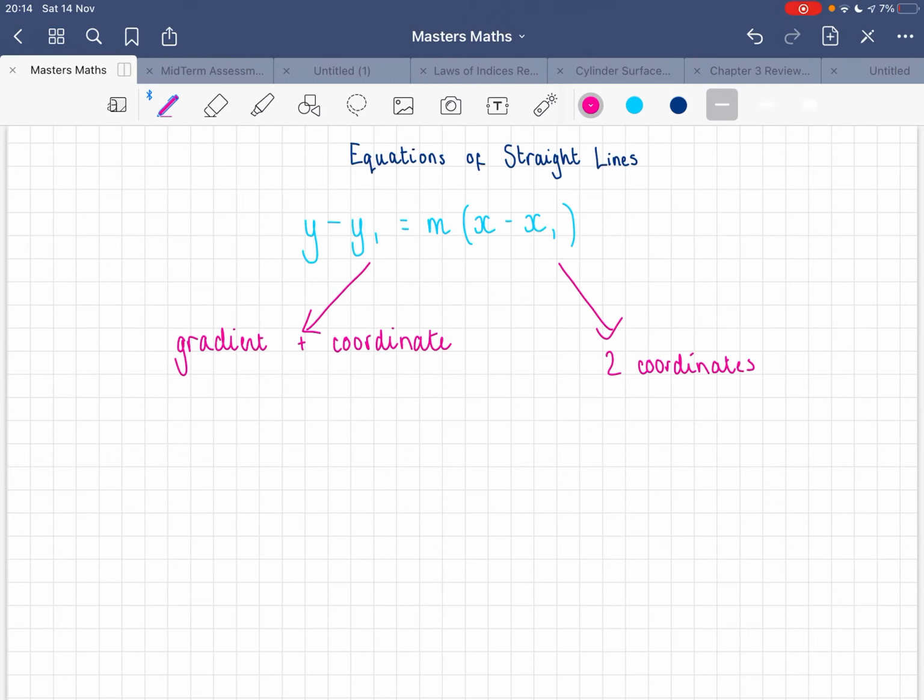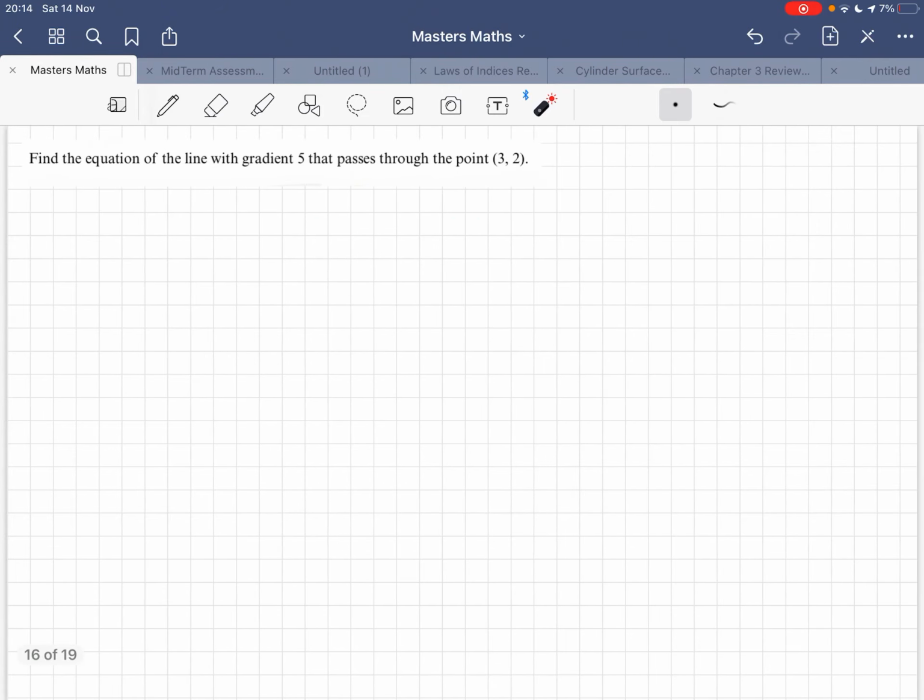We'll go through 4 different examples. The first 2 are really straightforward and just basic examples of each of these 2 situations. And then the second 2 are a little bit more problem solving. So let's get into it.